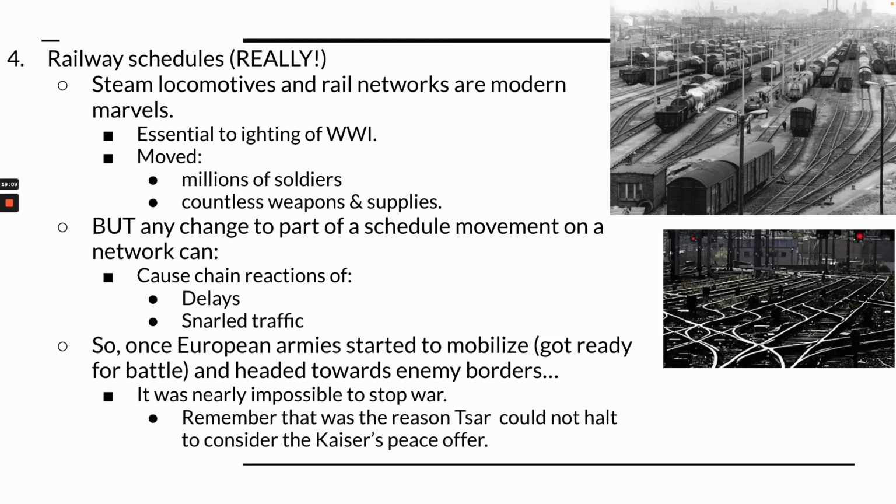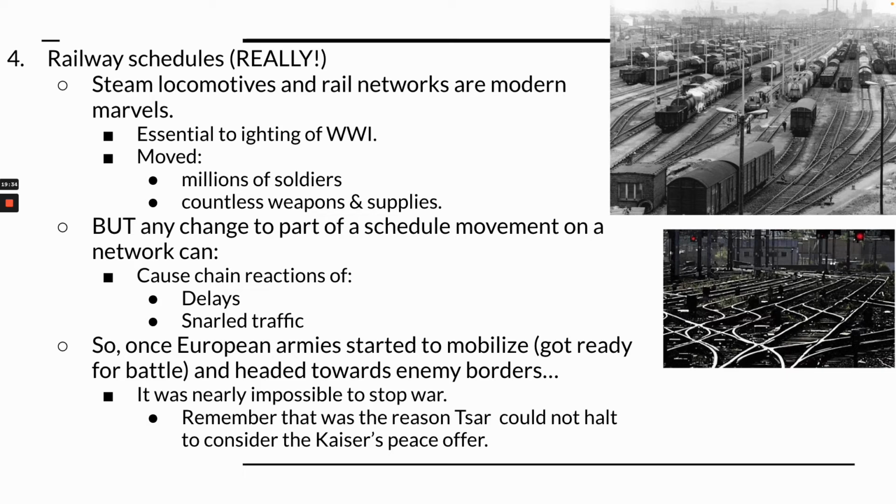That's precisely what we saw with Tsar Nicholas. He wanted to slow things down to consider the Kaiser's peace offers. The Kaiser had said, look, if we stay neutral, will you stay out of this? Just leave it between Austria and Serbia. And the Tsar thought, that sounds like a tempting offer, but he couldn't stop the mobilization.